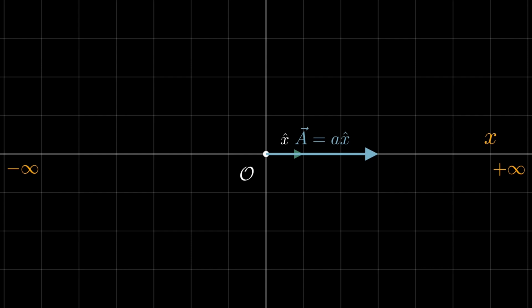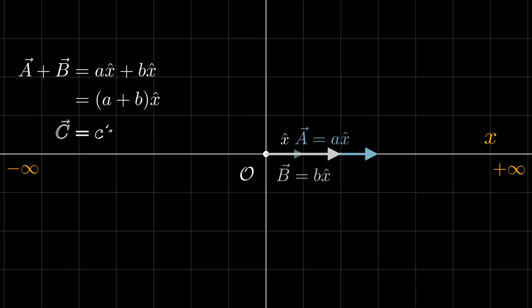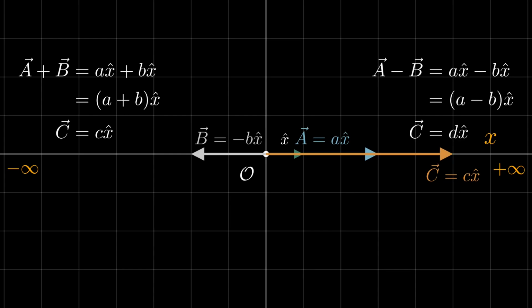We can also define a second vector B equal to the module B times the versor i-hat. The sum of the vectors A and B will be a third vector C, which will be equal to the sum of the modules of the vectors A and B times the vector i-hat. If both vectors point in the same direction, vector C also points in the same direction with greater length than A and B, that is, equal to the sum of the lengths of vectors A and B. If the vectors point in opposite directions, the vector C will point in the direction of the largest vector, and with length equal to the difference between A and B.